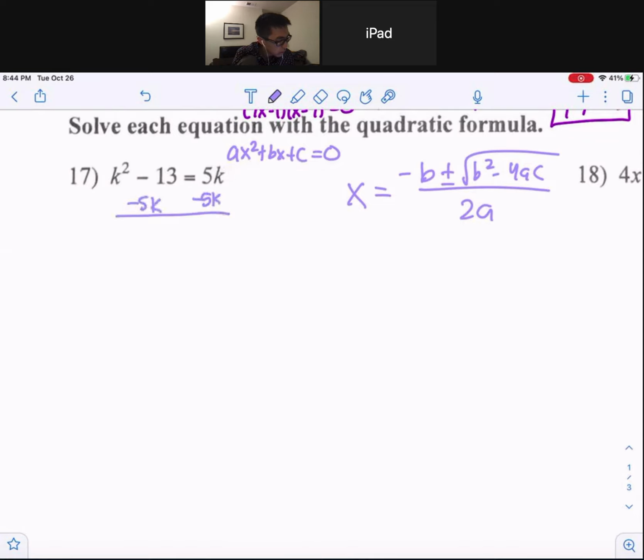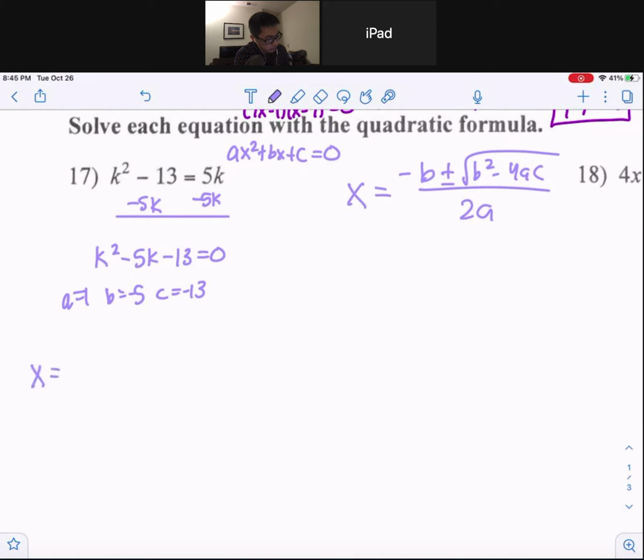Now notice, you guys, this goes in descending order with the exponents of the variables, right? So this 5k can't combine with either of these two because they're not like terms. So it's this one in the middle. So k to the second minus 5k minus 13 is all equal to 0. a equals 1, b equals negative 5, c is equal to negative 13.